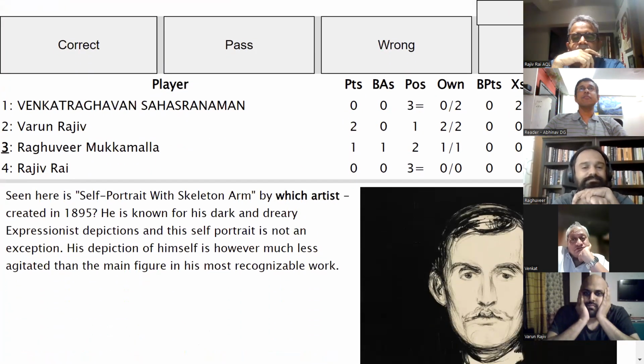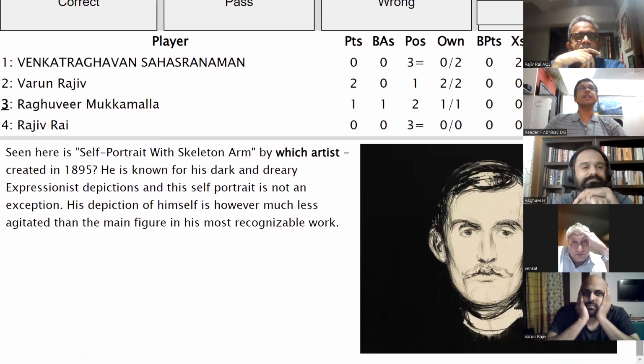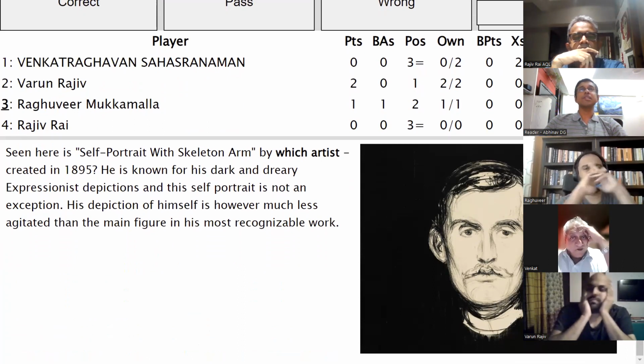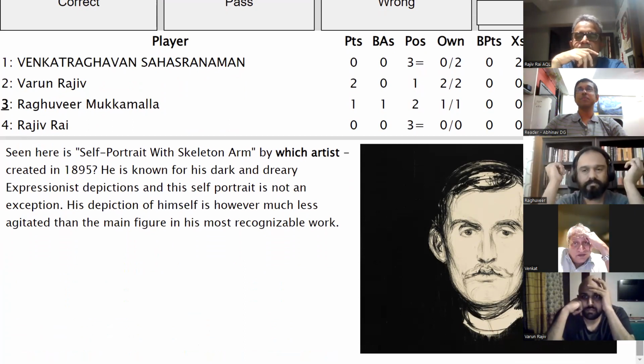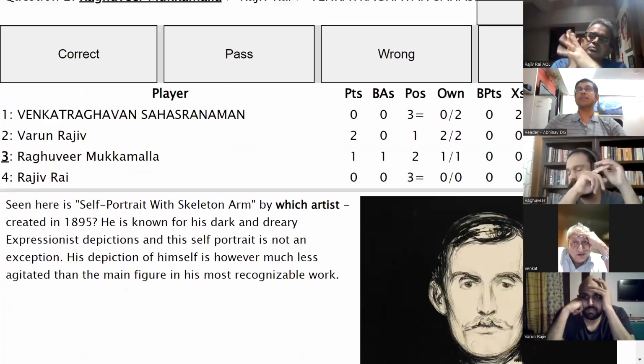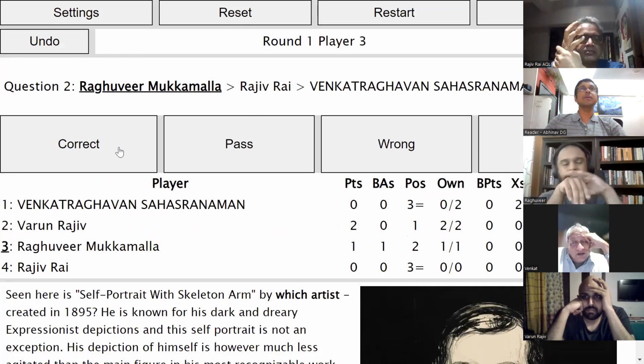Seen here is a self-portrait with skeleton arm by which artist, created in 1895? He is known for his dark and dreary expressionist depictions, and the self-portrait is not an exception. His depiction of himself is, however, much less agitated than the main figure in his most recognizable work. Monk. Edvard Munch is correct. This is when he is not screaming.